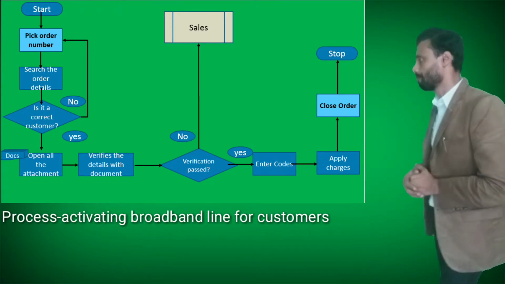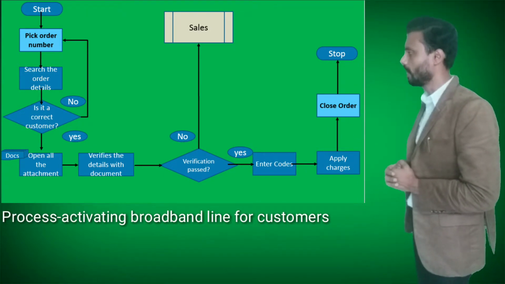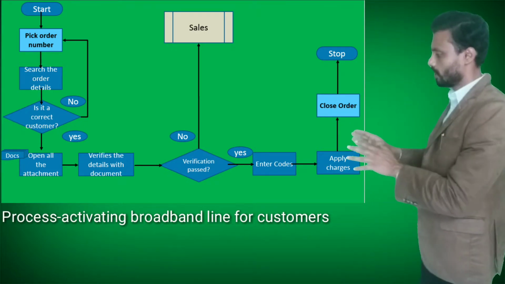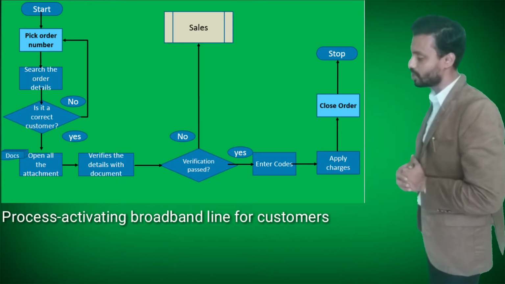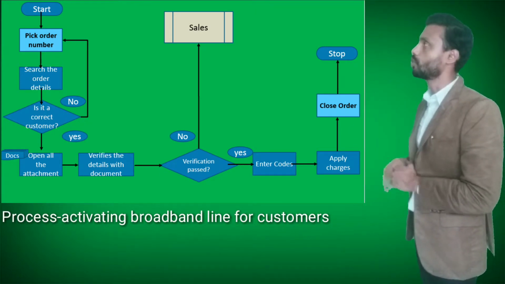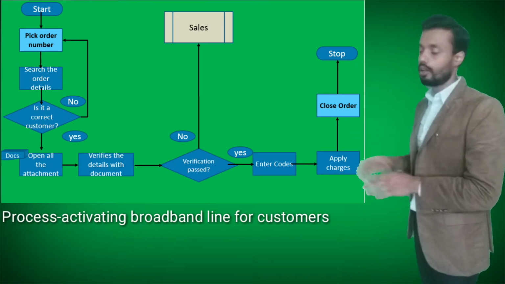Now let's move ahead. Search the order detail. If it's correct, let's move again, and it would open the attachments. Your attachments are the document files which were there on the order wall.